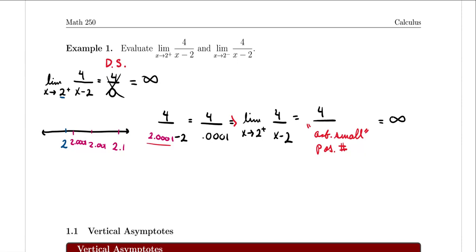So there we go. Our limit here is actually infinity. Now I want you guys to think about what would be the limit as x approaches 2 from the left for 4 over x minus 2. Is it still going to be infinity? Are we still getting an arbitrarily small positive number in our denominator? Or is it something else? I want you guys to try this one. So pause the video here and see if you can come up with an answer.